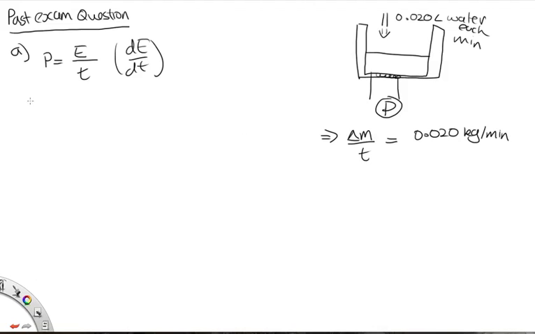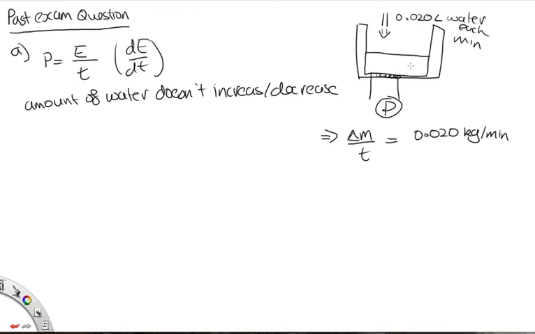And we're told in the question that the amount of water doesn't increase or decrease. So in order for the water we're adding to neither increase nor decrease, it means that the amount of water that we're adding each minute must evaporate each minute. So the energy needed each minute is needed for two things.